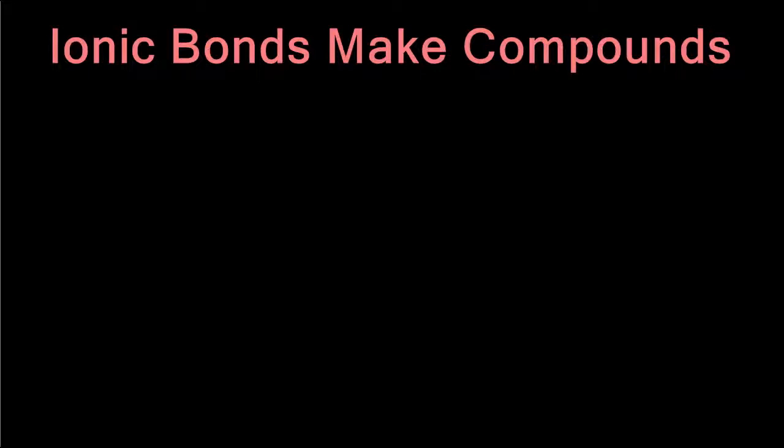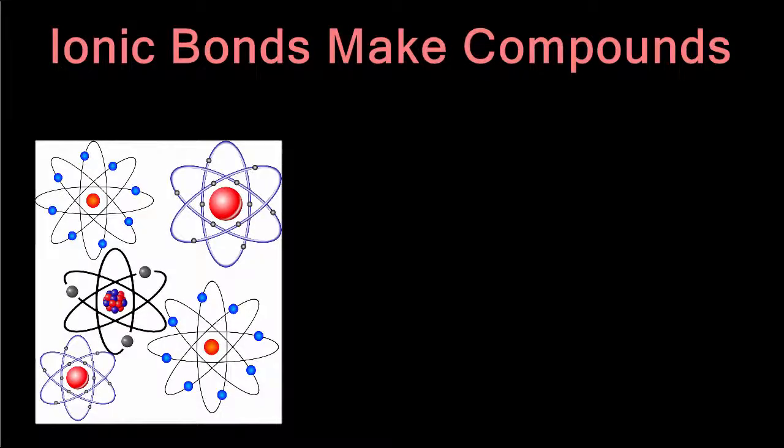In this lesson, we will discuss how ionic bonds make compounds. Atoms are the basic unit of matter. Remember that the protons and neutrons are tightly bound inside the nucleus. The electrons orbit the nucleus in the electron cloud. These electrons are what determine the reactivity of the atom, its ability to interact with other atoms to form compounds.